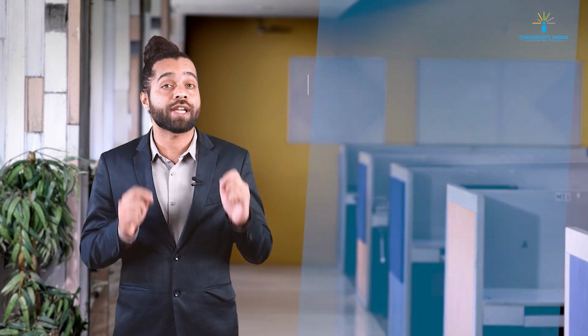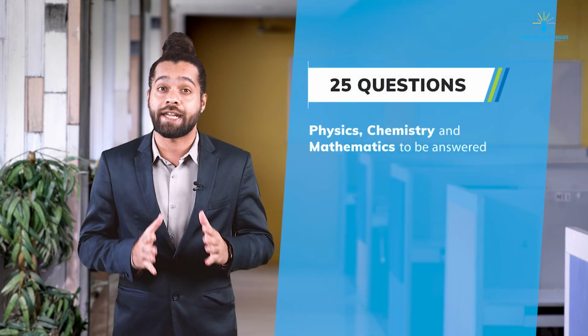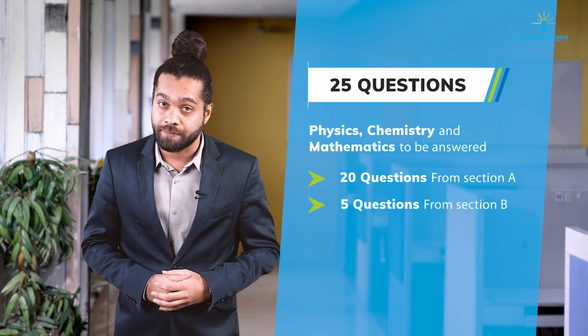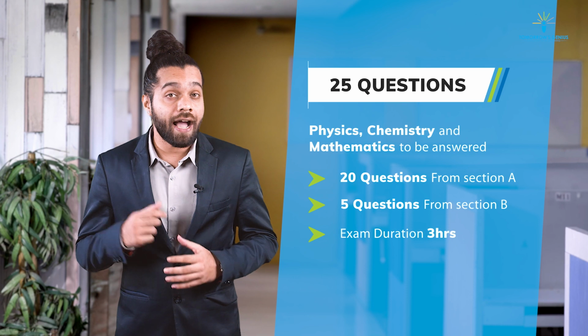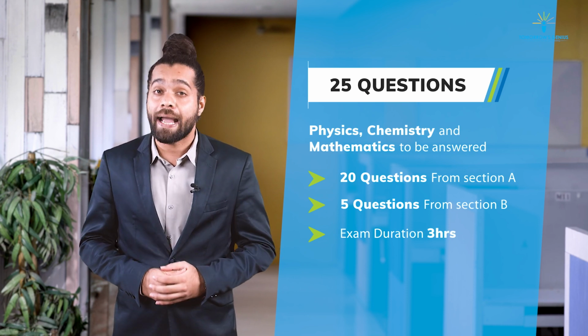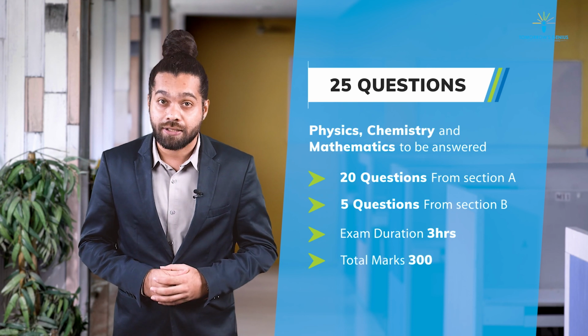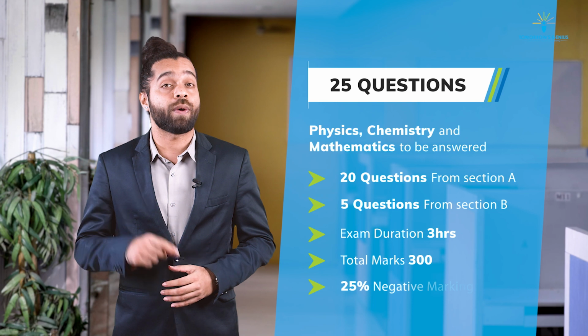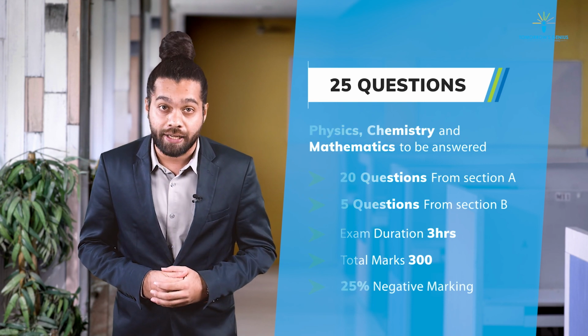Now students, you cannot attend 25 random questions. You have to attend 20 questions from section A and 5 questions from section B. You have 3 hours to complete the IIT JEE Mains exam, which carries a maximum of 300 marks. Each wrongly attended question carries 25% negative marking.